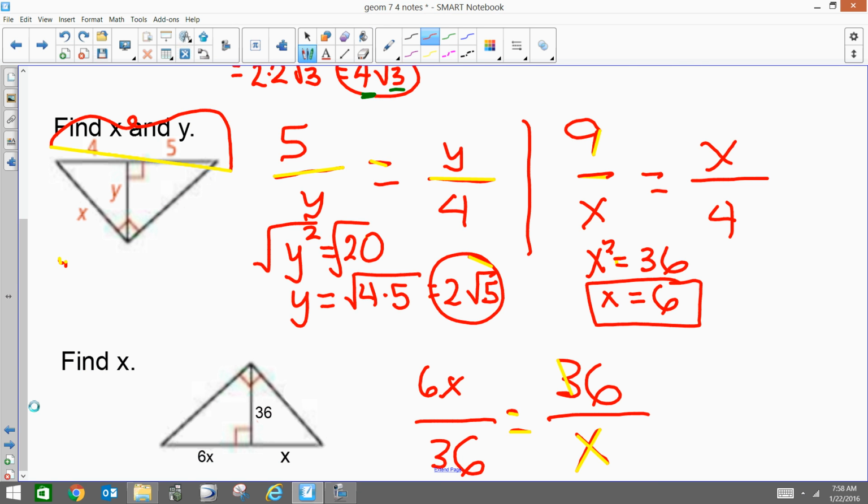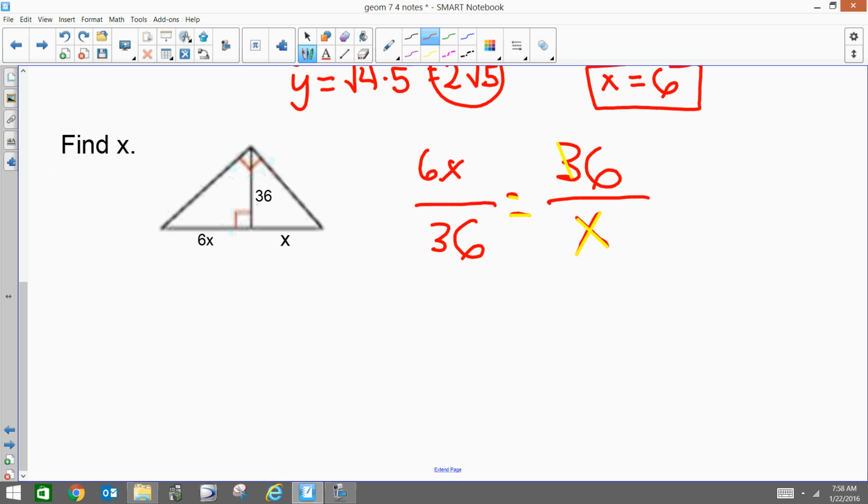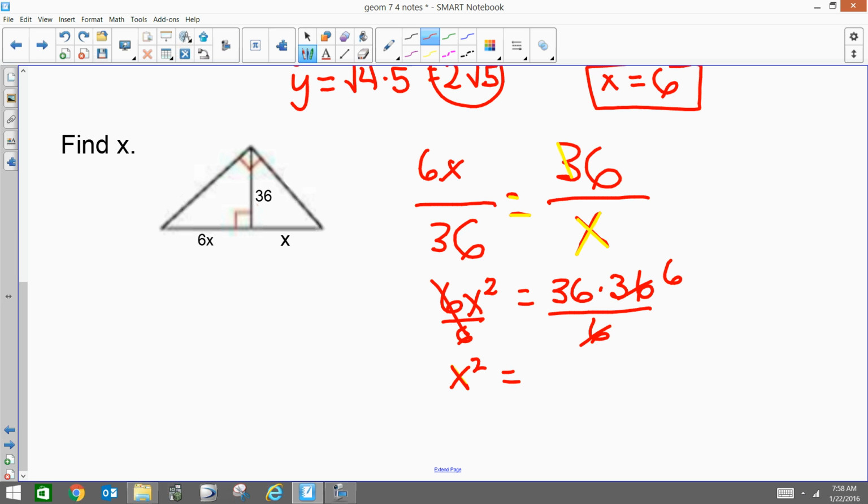This one, there's only one thing to find, but we are going to take 6 times 6x squared. Remember from algebra, 6x times x. And then 36 times 36. I'm not sure what that is, but I know they're perfect squares, so I'm going to just leave it alone for a while. I'll divide my 6 out before I take my square root. X squared equals, this 6 will come out of this 36 six times. So I've got 36 times 6 left.